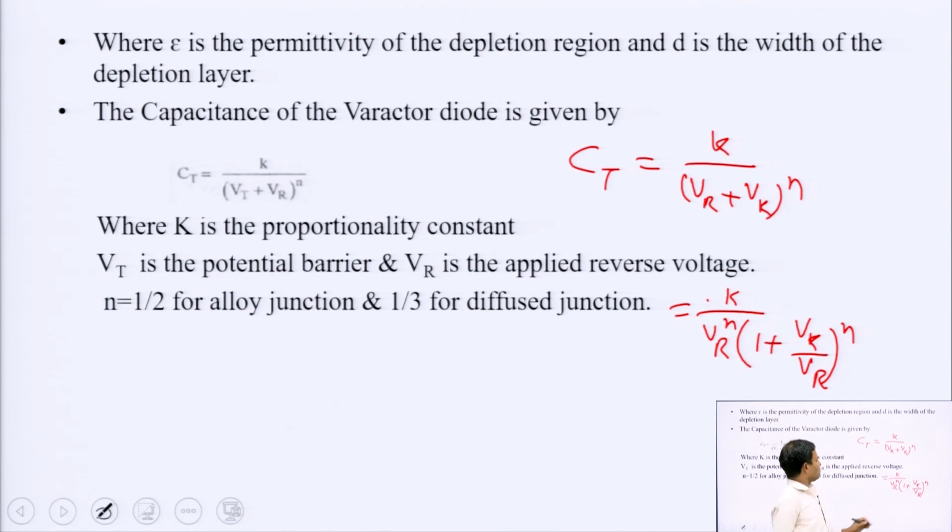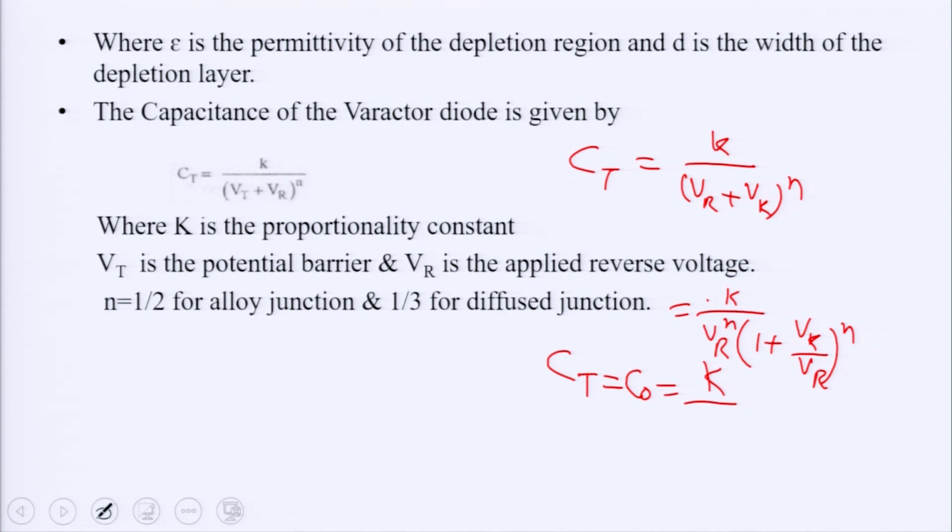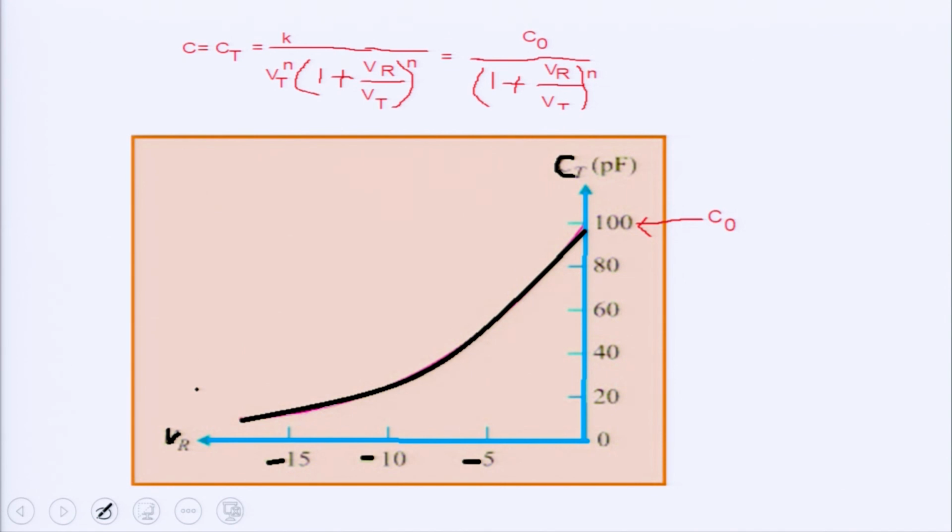At reverse voltage equal to 0, Ct is equal to C naught, and C naught is equal to K upon Vk raised to the power n. So, this is the transition capacitance, and we can write in the same formula here, and this is the graph between the transition capacitance or Varactor diode capacitance and the reverse voltage. C is equal to K upon Vt, where Vt is basically the knee voltage, into (1 plus Vr upon Vt) whole raised to the power n. So this is the transition capacitance.